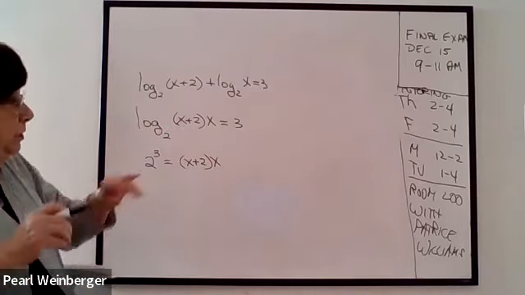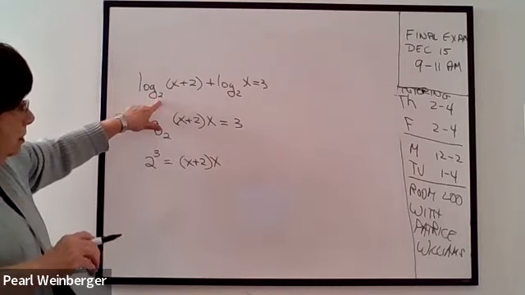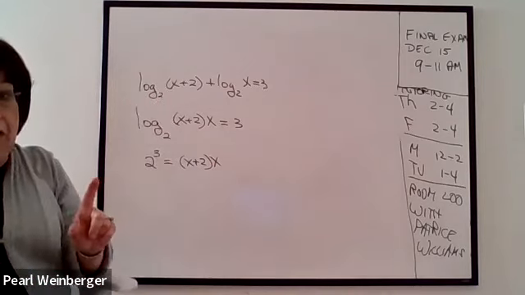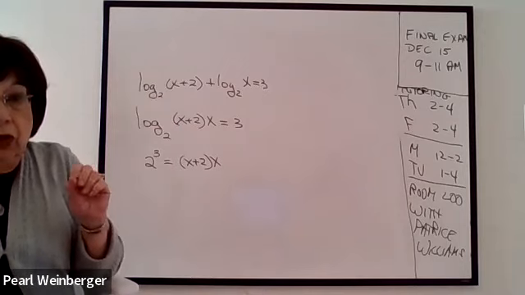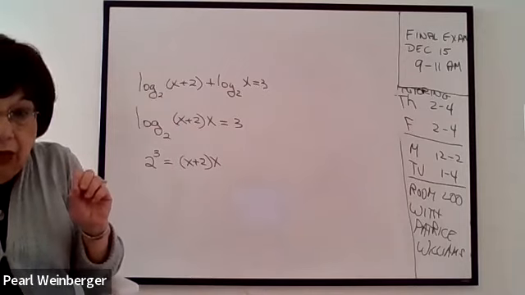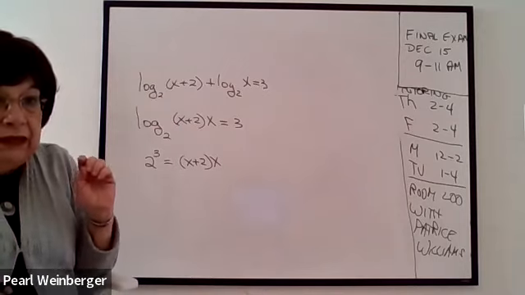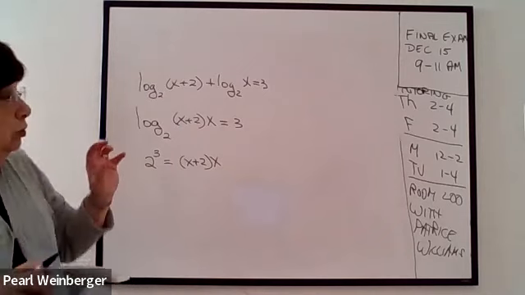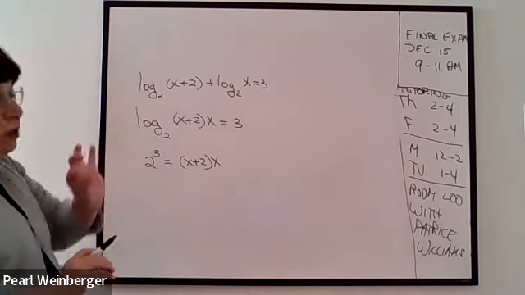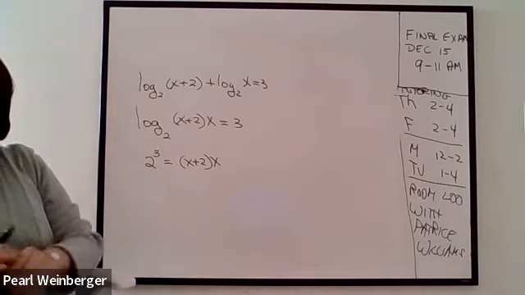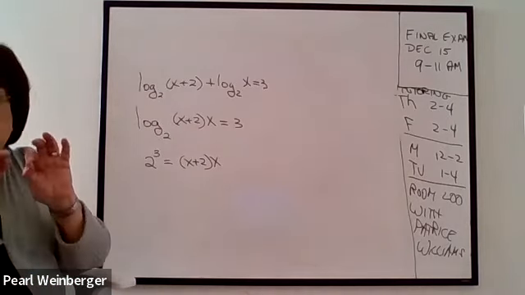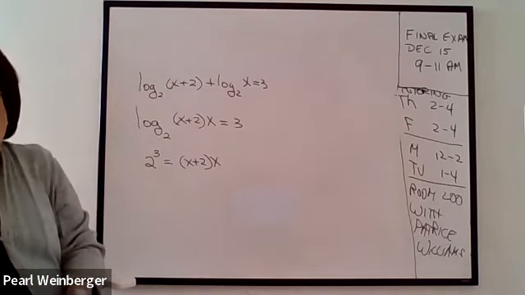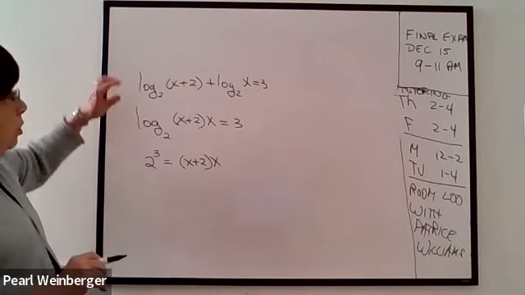If there is no base written in, it's not that it's been forgotten. It is what's called a common logarithm, and it means the base is 10. But in this case, there was a base written in, so that's the base we use. If no base is written in, then just pencil in a 10, because that's what it means.